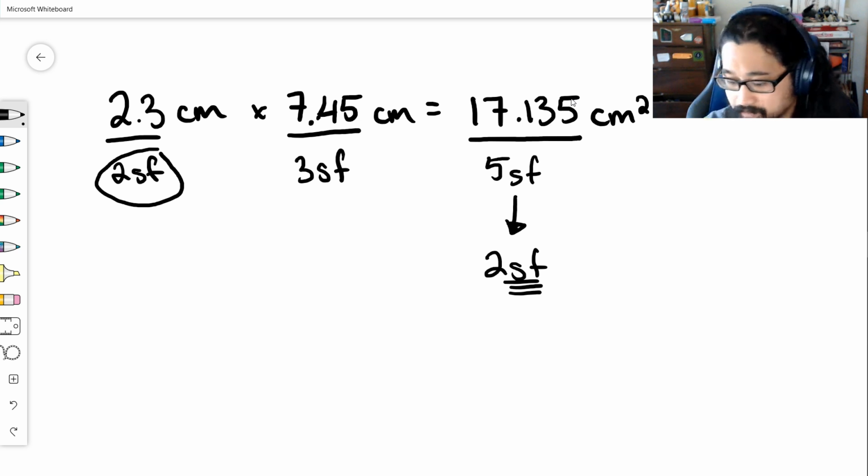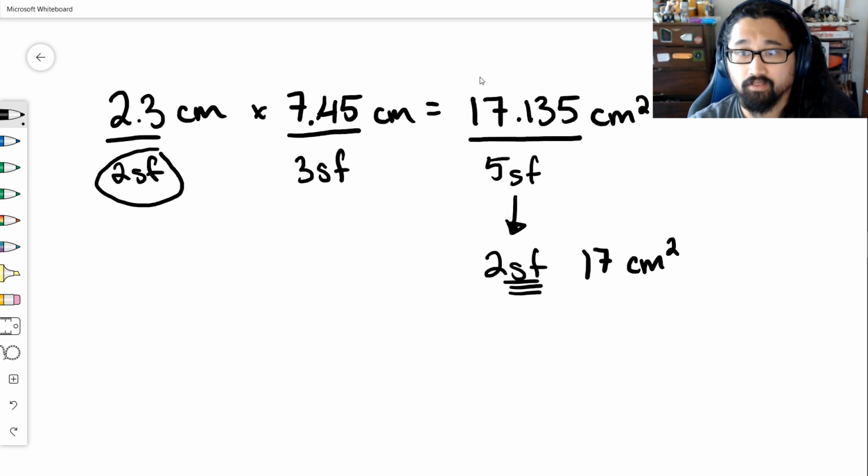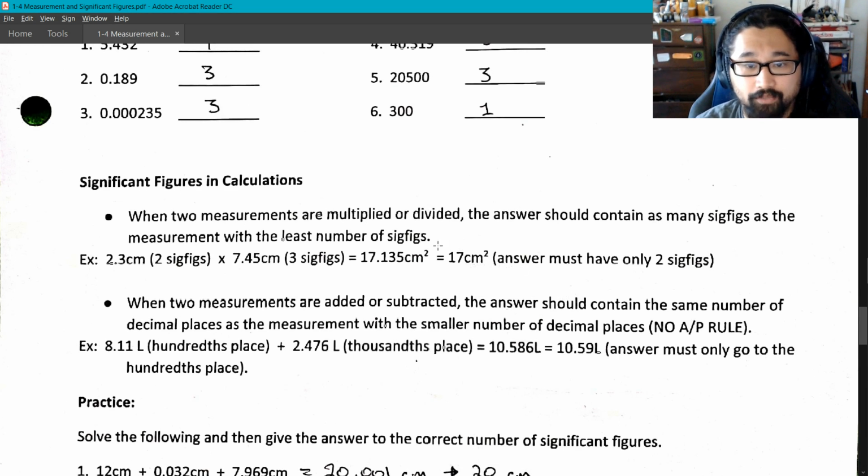The way that I do that, I look at my number. I see it has a decimal place, present. I'm going to start over here. This is the first sig fig, this is the second one, so I need to round to this spot. Normal rounding rules apply. This 1 does not change what this is. So in order to make this 2 sig figs, I would say that it's simply 17 centimeters squared. That is a rounded answer to the correct number of sig figs. And if we look at our example question, 17 centimeters squared, answer must have only 2 sig figs.